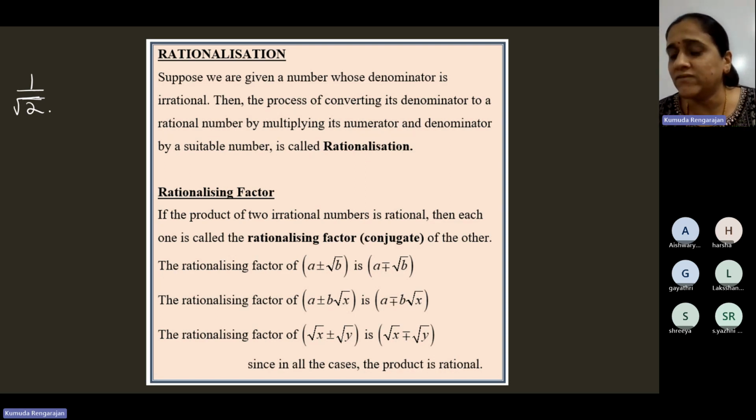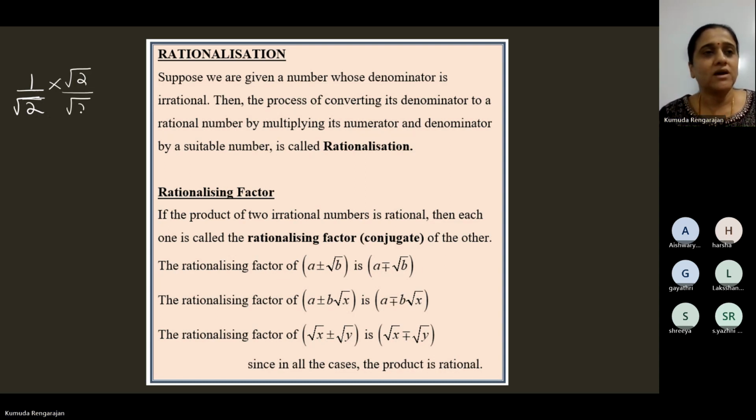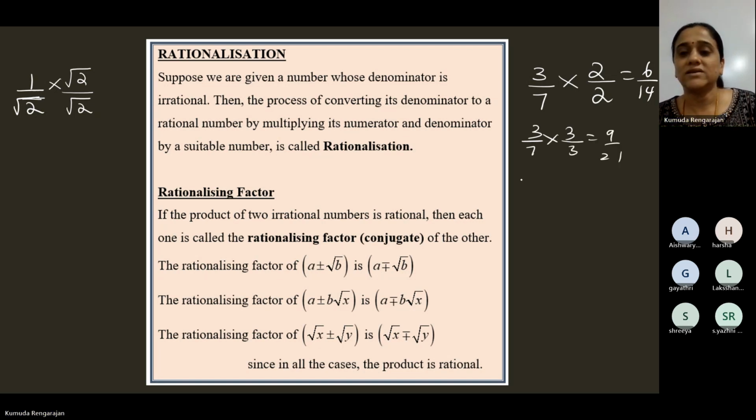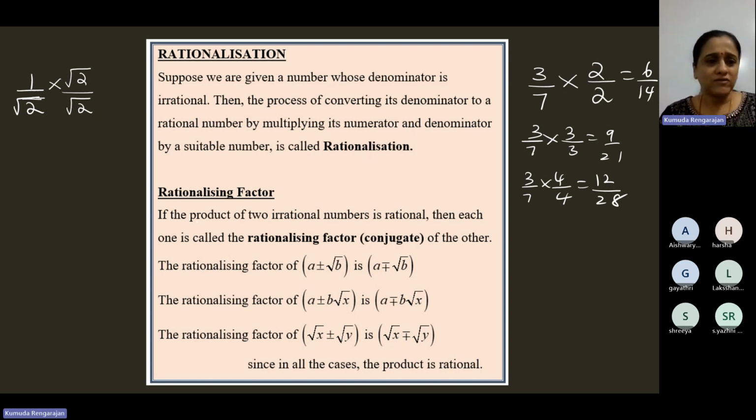The denominator of this number 1 by root 2 is irrational. Now, we're going to perform a procedure and make the irrational denominator rational. So what we'll do, we'll multiply and divide by root 2. We have learned equivalent fractions, right? When you're in class 4, your teacher will give you a fraction like 3 by 7 and say, write 4 equivalent fractions to 3 by 7. So what you'll do with your little hands, you would have done this, no? 3 by 7 into 2 by 2, 6 by 14. Then 3 by 7 into 3 by 3, 9 by 21. Then 3 by 7 into 4 by 4, 12 by 28. Same thing here. When you multiply and divide by the same number, it's like you're multiplying by 1. You're not changing the value.